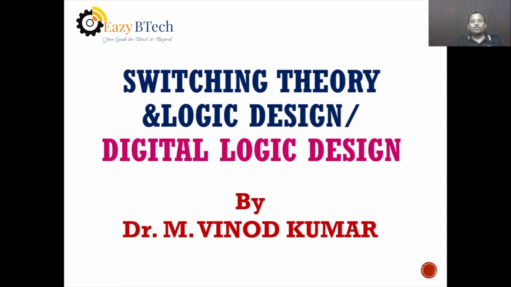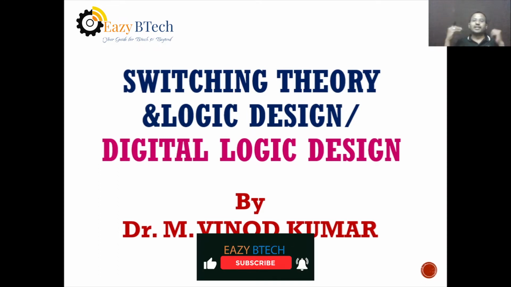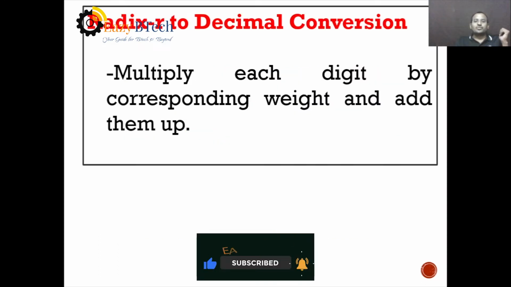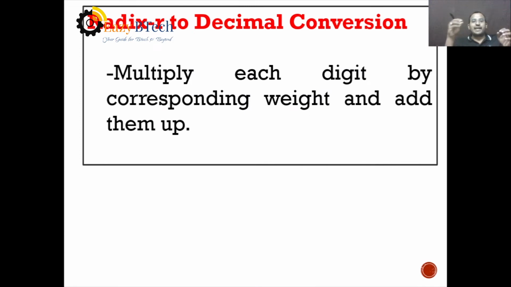So in this module we will see, first, any radix system number is given to us, how to find the corresponding decimal equivalent. And the second one is, from a decimal number system number is given to us, how to find any radix number equivalent, right? So first we will see, any radix number system is given to us, how to find the corresponding decimal equivalent.